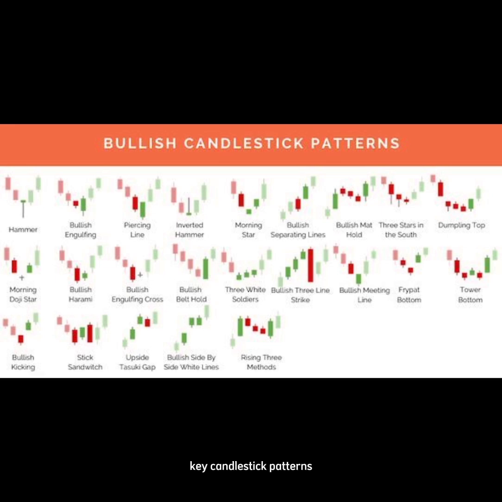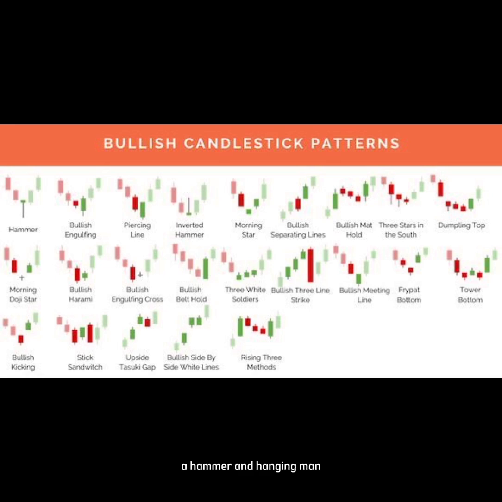7. Key candlestick patterns. In addition to classic chart patterns, certain candlestick formations can offer quick clues about market sentiment. Let's briefly mention a few. Engulfing candles. A bullish engulfing candle occurs when a small red candle is immediately followed by a much larger green candle that completely engulfs the prior bar. This suggests buyers have overwhelmed sellers. The bearish engulfing is the opposite scenario.